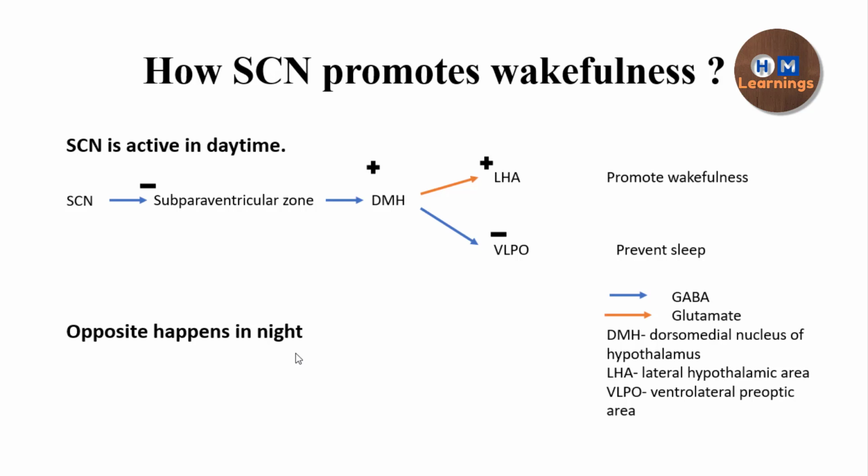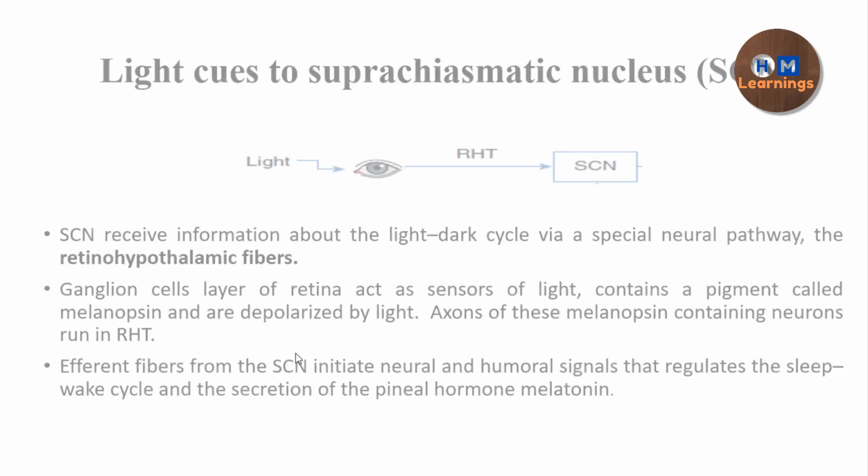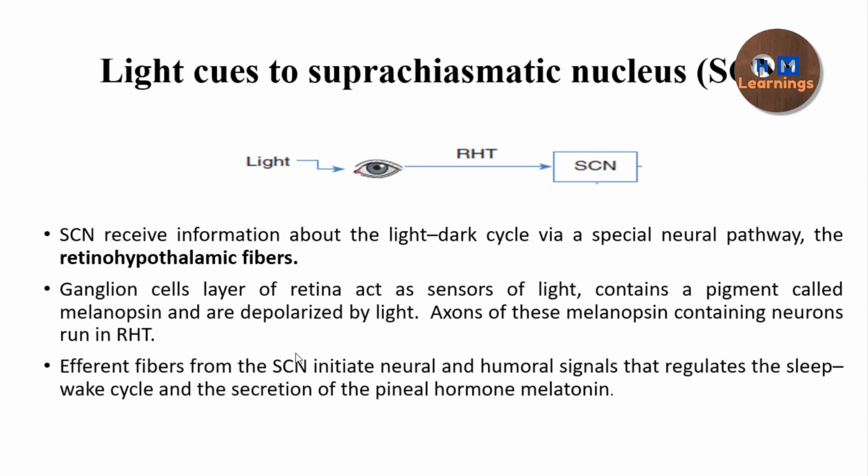So for that, the nucleus should get a clue from the outside to know whether it is night or day. For that we have light clues which go to the suprachiasmatic nucleus, and they go with the help of the retinohypothalamic fibers. So light falls on the eye, on the ganglion cell layer. Here it's not the rod and the cone; it's basically the ganglion cell layer which acts as a sensor, and they contain a pigment called melanopsin.